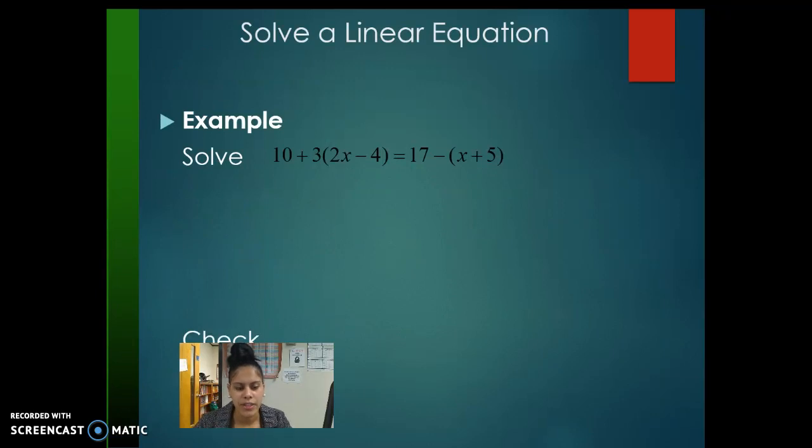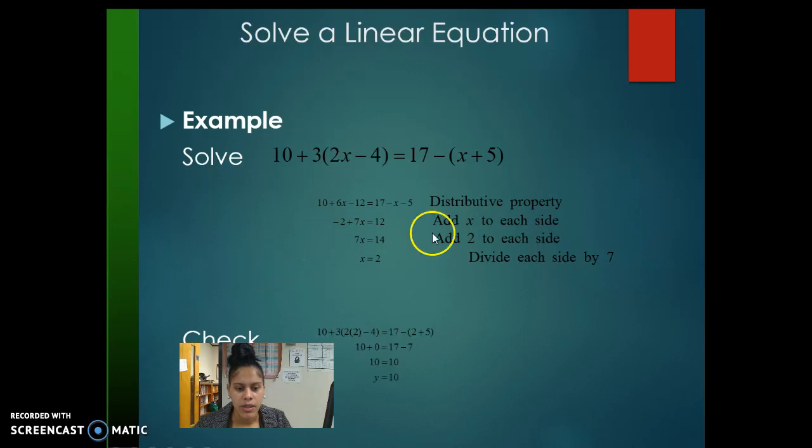Solving a linear equation. Here I have an example. You have 10 plus 3(2x minus 4) is equal to 17 minus (x plus 5). So as you can see, this is how you would solve the problem. Later I will be demonstrating how you do that.